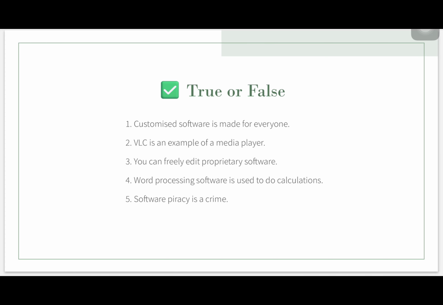Third, you can freely edit proprietary software. True or false? False. We cannot freely edit proprietary software, right? Then the fourth one, word processing software is used to do calculations. True or false? No, false. Word processor software is used to write essays, reports, exam sheets, anything to write. And to do calculations, what do we use? Spreadsheet app, right?